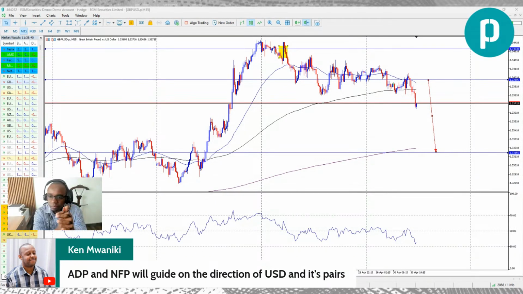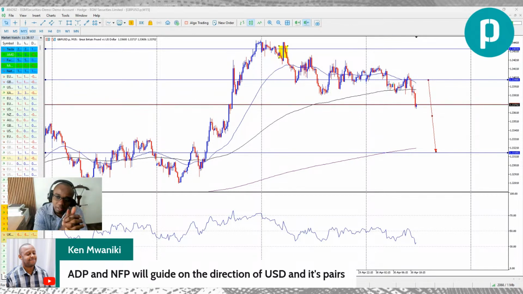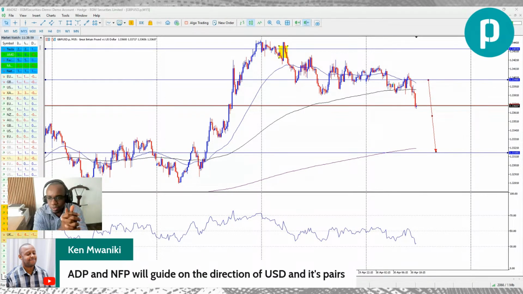But then again, we have so many dynamics in play. Trump, remember, this is Trump's presidency. Any tweet from him will just cause chaos. So be aware of what's happening, the geopolitics, right? The run-ins with China, and the run-ins with the EU, and all this geopolitics. Just be in the know.